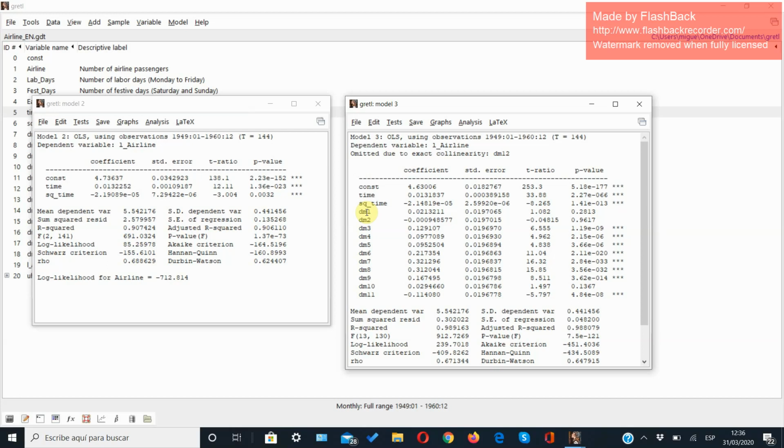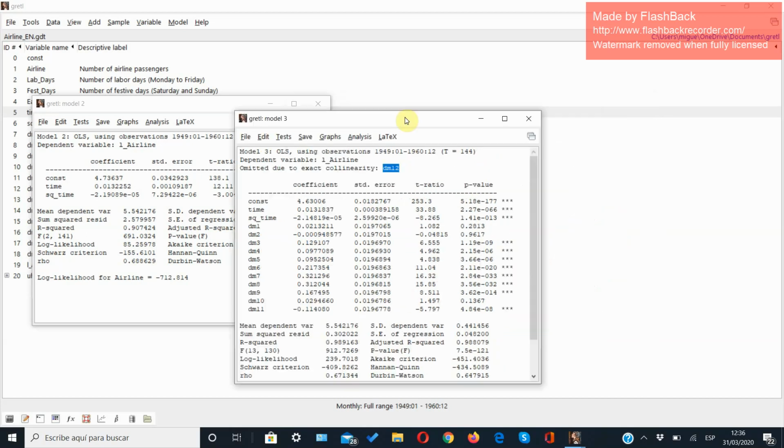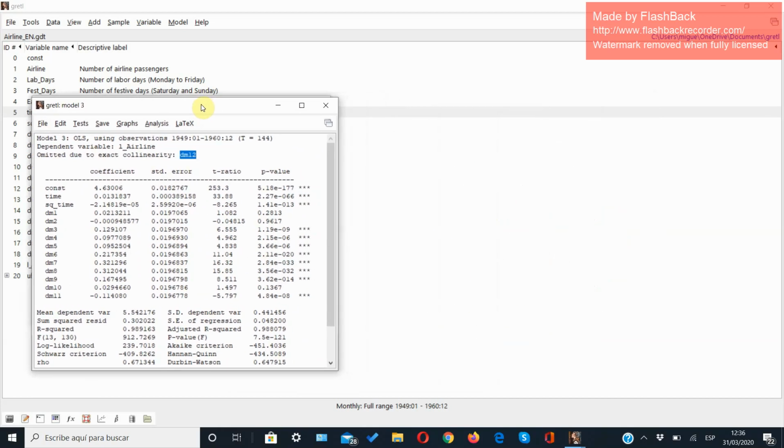The choice of the variable to be omitted, in this case Gretl has done the job for us, is arbitrary. It only changes the baseline level of the variable. Okay, to illustrate this, let's modify model 3.